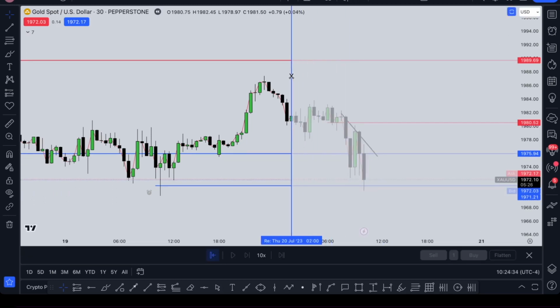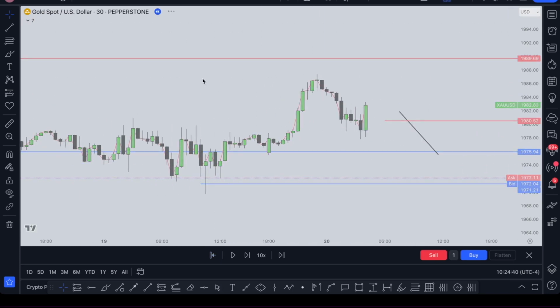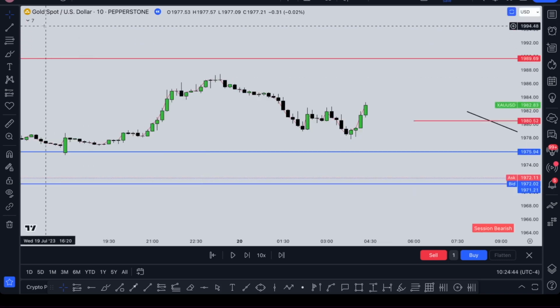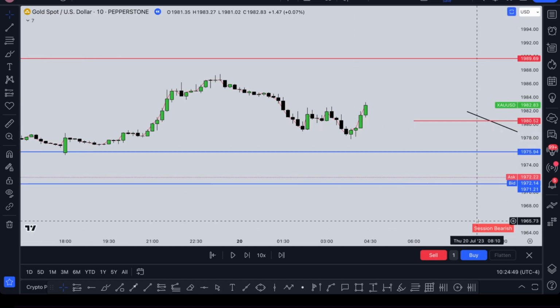Now look at this. If I take you back to, let's say here, 4:30, right there, and now let's get the bias. Look, the bias predictor at this time is saying that the New York session is going to be bearish.